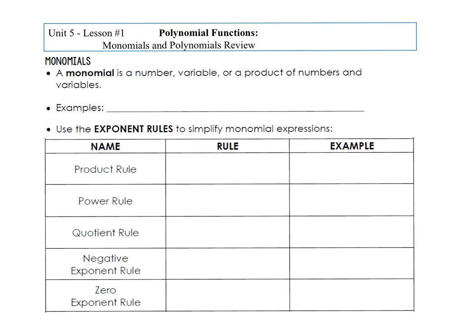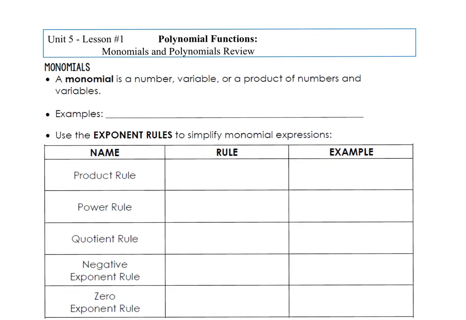So a monomial could be just a number, like the number 4. It could be a variable and a number, or just a variable. It could be x. It could be a number and a variable, like 5x. Or we can even add exponents to that, so we could have 7x squared. Those are all examples of monomials, one grouping of numbers and letters that don't have plus signs and minus signs involved with them. We can use exponent rules to simplify monomial expressions.